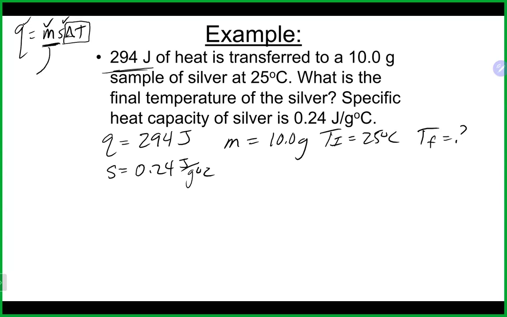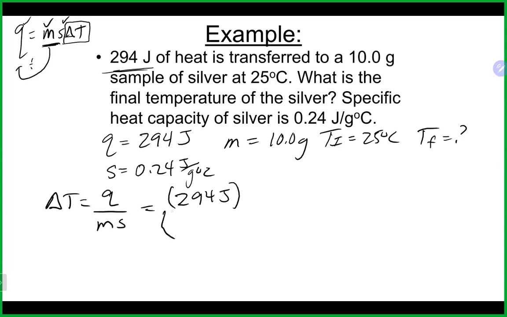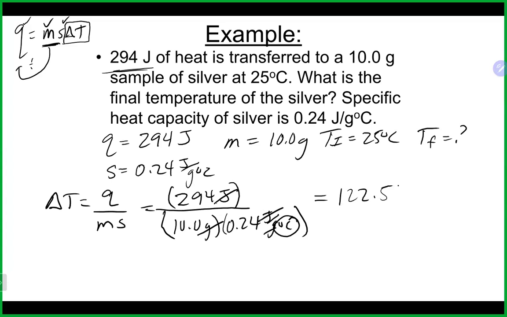To do that, I'm going to take M and S and divide it to the other side. That will give me the change in temperature is equal to Q divided by MS. Putting in our numbers here, 294 joules divided by our mass, which is 10 grams, divided by our specific heat capacity, 0.24 joules per gram per degree Celsius. Here, the joules will cancel. The grams will cancel. The degrees Celsius will come to the top when we divide and become just degrees Celsius. And if you do all that good stuff there, about 122.5 degrees Celsius.